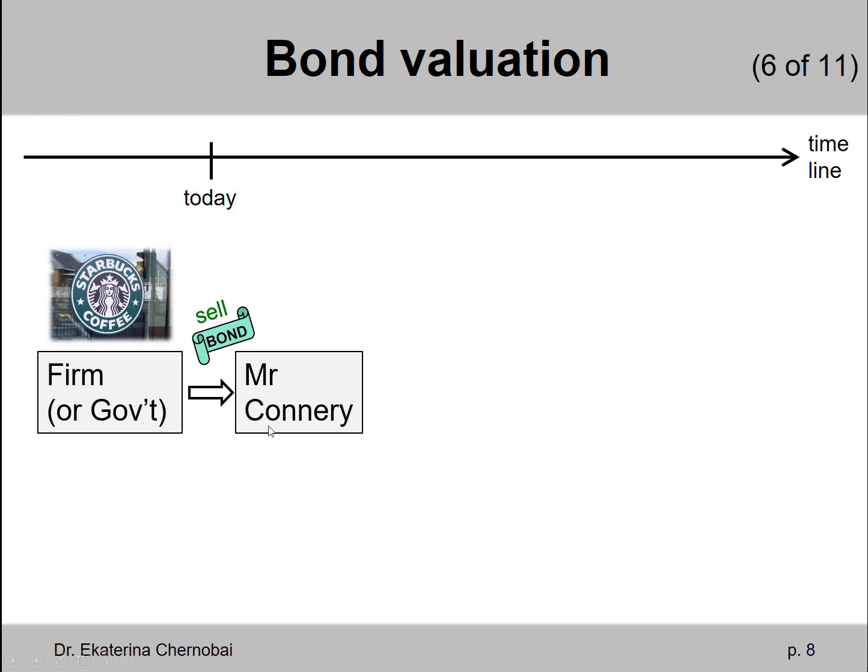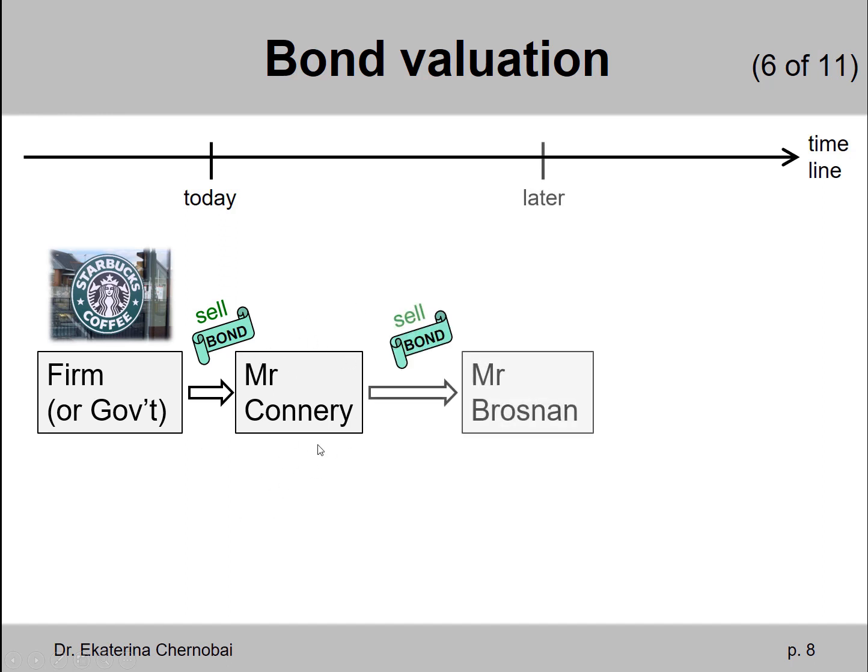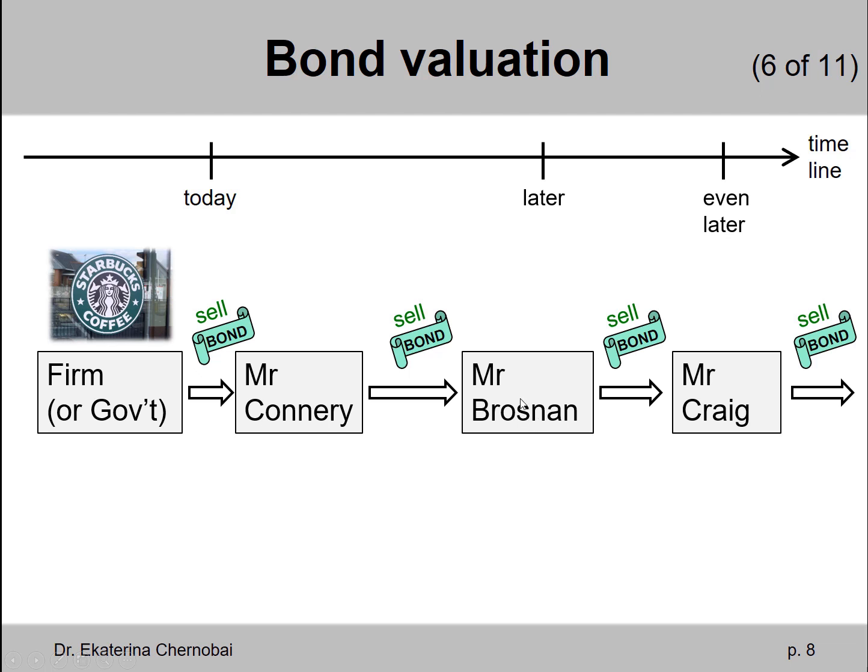Then Mr. Connery bought these bonds. Maybe they have 20 years to maturity, but he's actually not obligated to hold these bonds for such a long time. He's free to sell these bonds at any time he likes. And let's say at some point he sells his bonds and the new buyer is Mr. Brosnan. And then Mr. Brosnan again can sell his bonds at any time he likes. And let's say they end up in Mr. Craig's hands, and so on. So bonds switch hands. The ownership changes all the time.